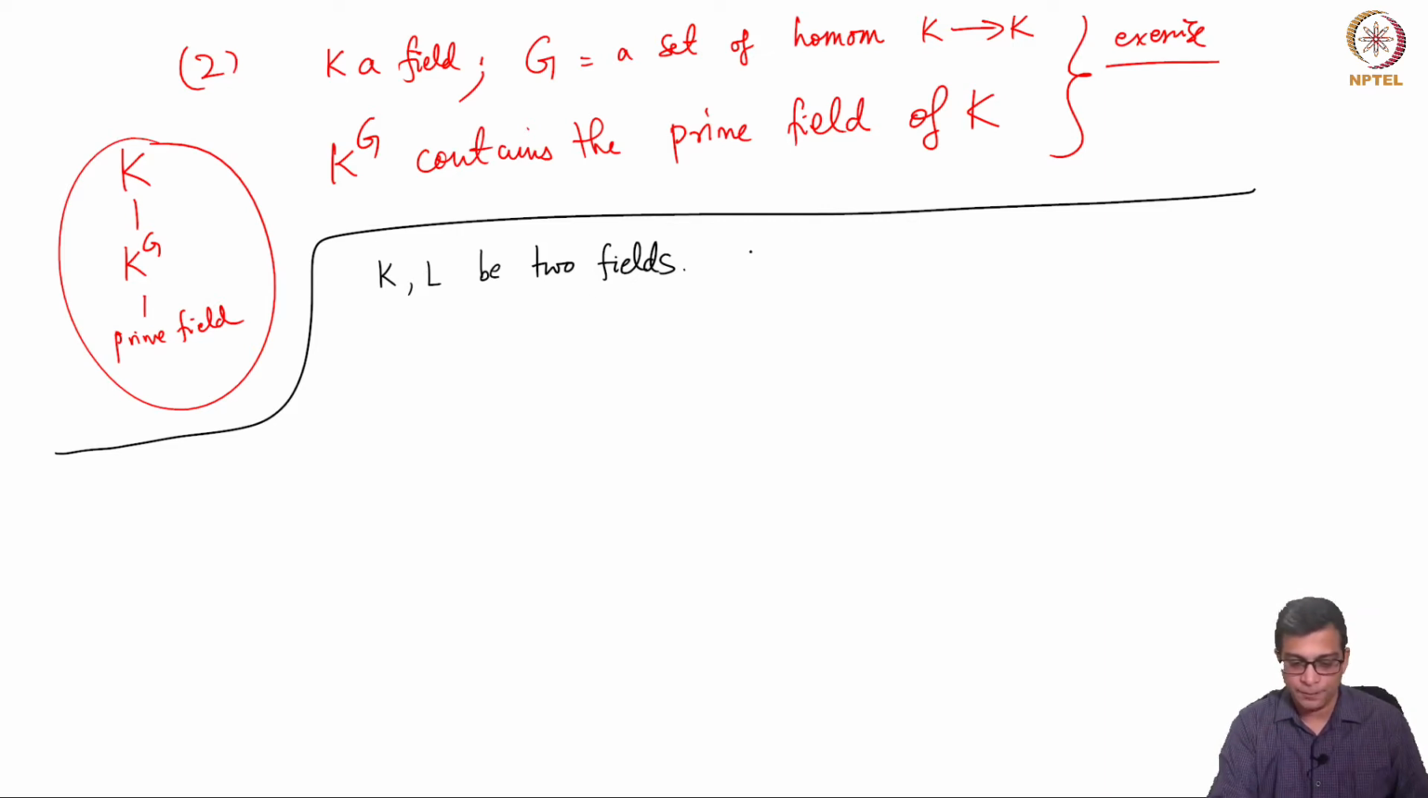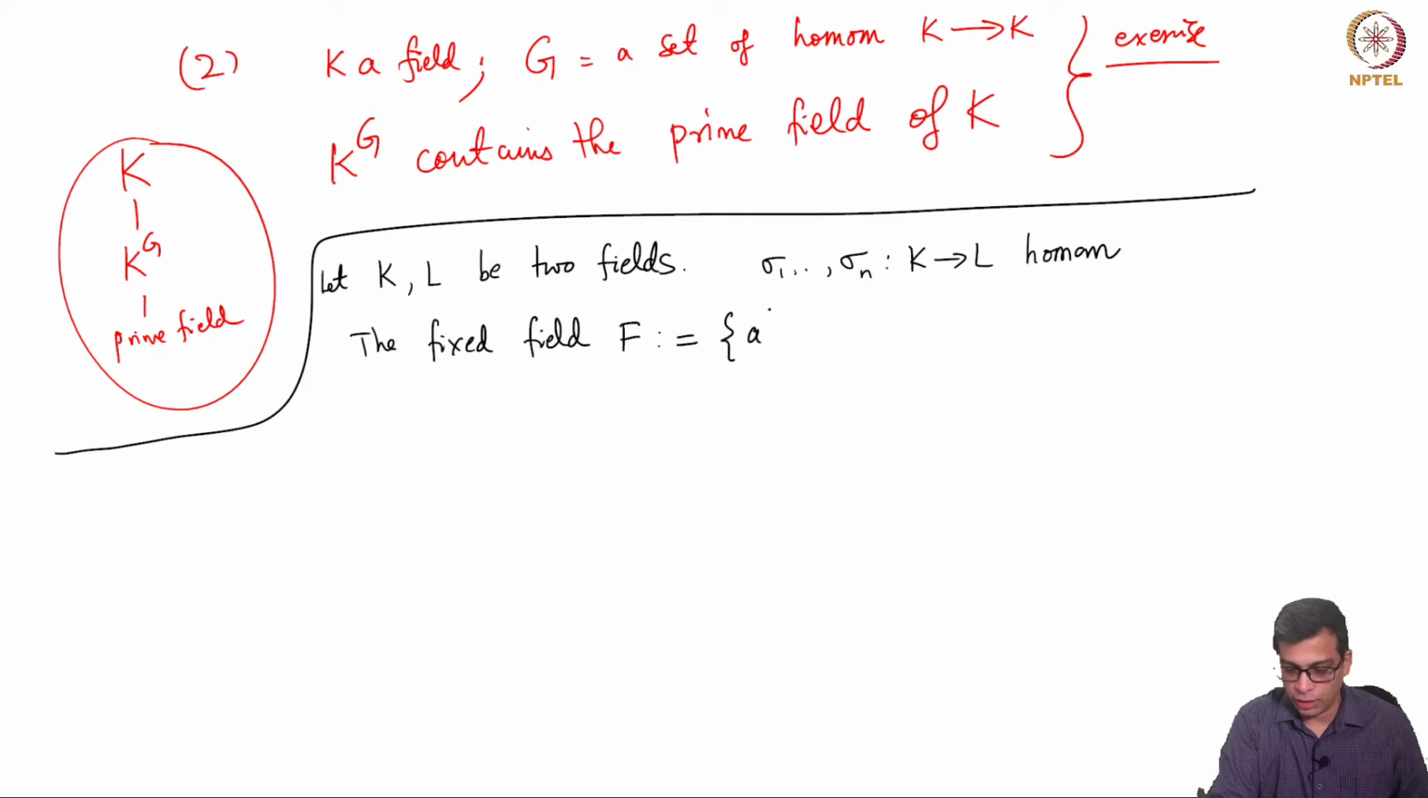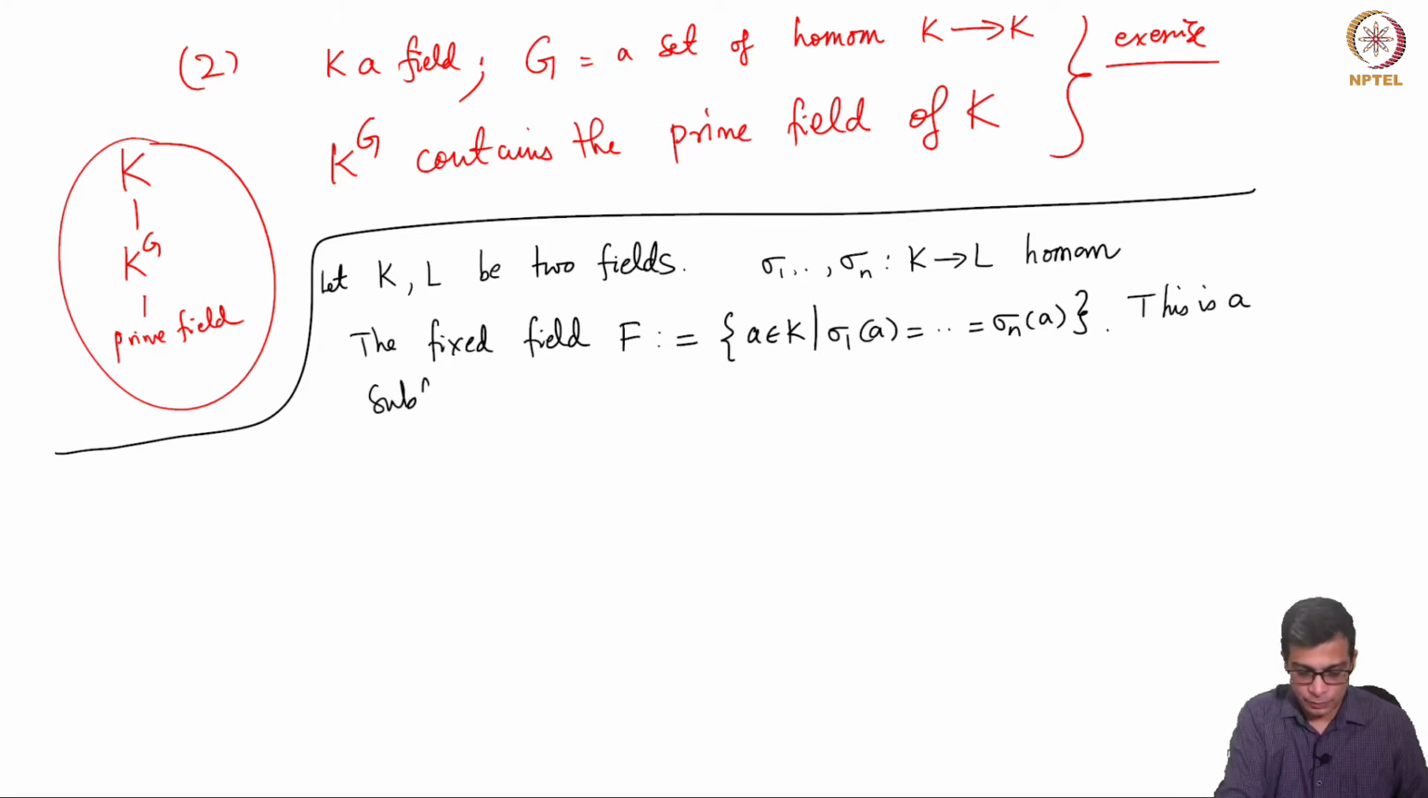So just quickly recall, K and L are two fields, and you have a collection of homomorphisms. The fixed field K_F is defined to be all a in K such that the images of a under all these homomorphisms are the same. This is a subfield of K. So clearly, of course, F is contained in K.